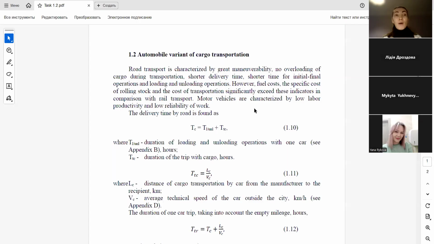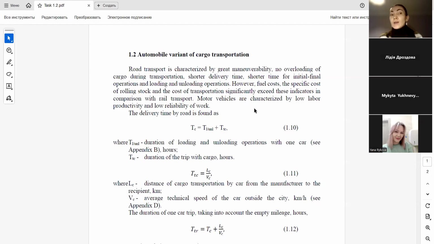Okay, let's start the second part of our practical lessons and calculate our task 1.2 about car transport. Now I share this file and we are going to use it. Okay, task 1.2. You could write in your paper documents or in your electronic documents. 1.2 is the automobile variant of cargo transportation.